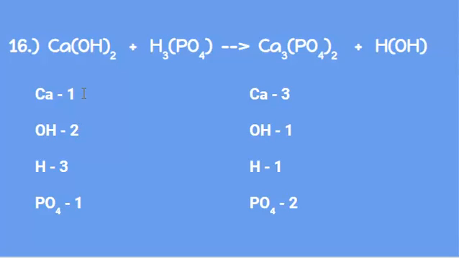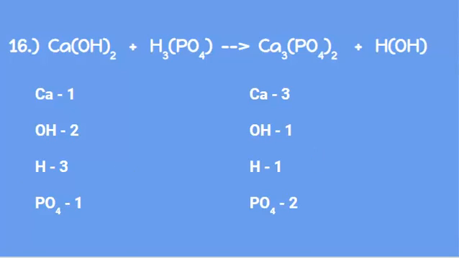Okay, so on the reactant side, I've got one calcium. Because of this little 2 here, I know there's 2 hydroxides. I've got 3 hydrogens. And again, if it helps you, put that PO4 into parentheses and you only have one of them. If it's in parentheses, there's nothing on the outside, you should recognize there's only one. Okay, on the product side, we've got 3 calciums, 1 hydroxide, 1 hydrogen, and 2 phosphates.